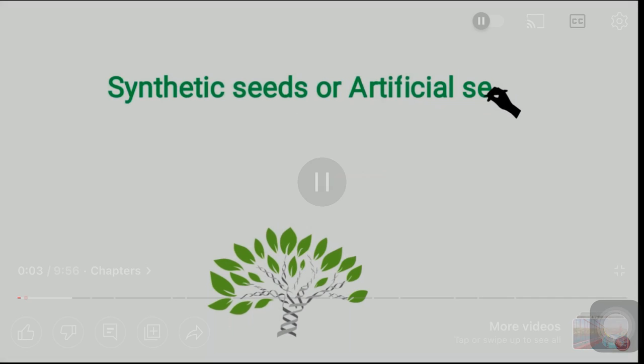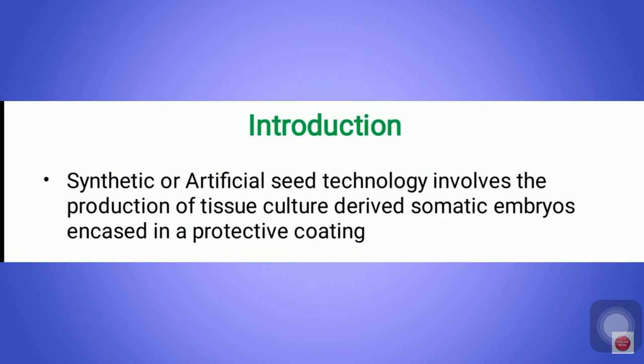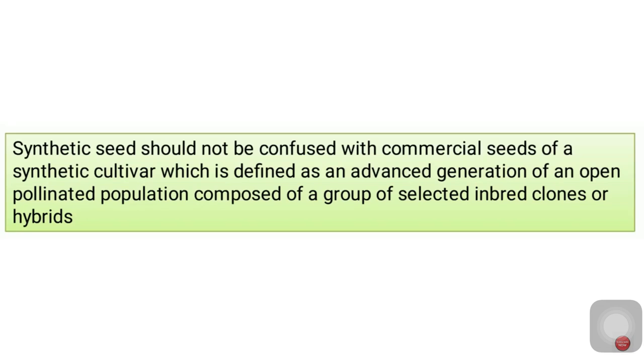We will see about synthetic seeds or artificial seeds. Synthetic or artificial seed technology involves the production of tissue culture derived somatic embryos, which are encapsulated in a protective coating. Synthetic seed is confused with synthetic cultivar.